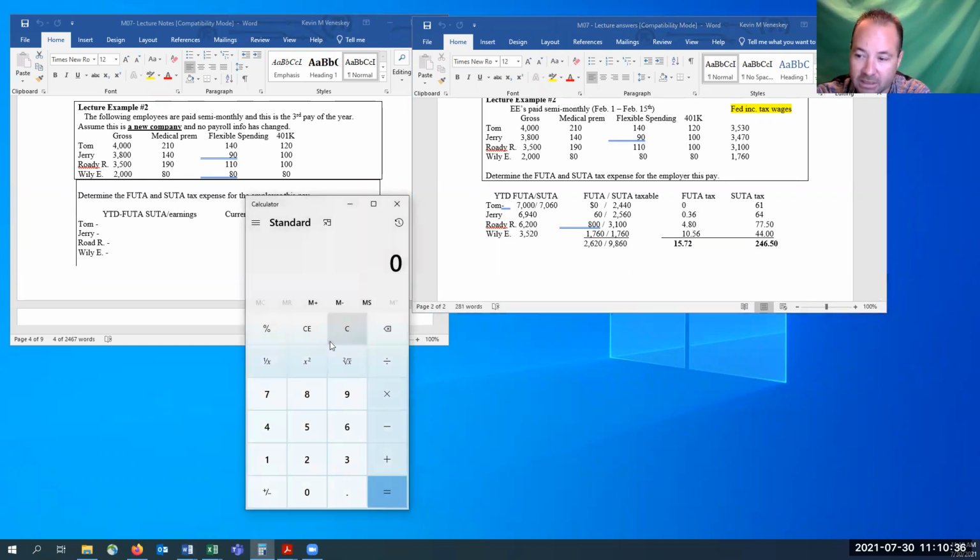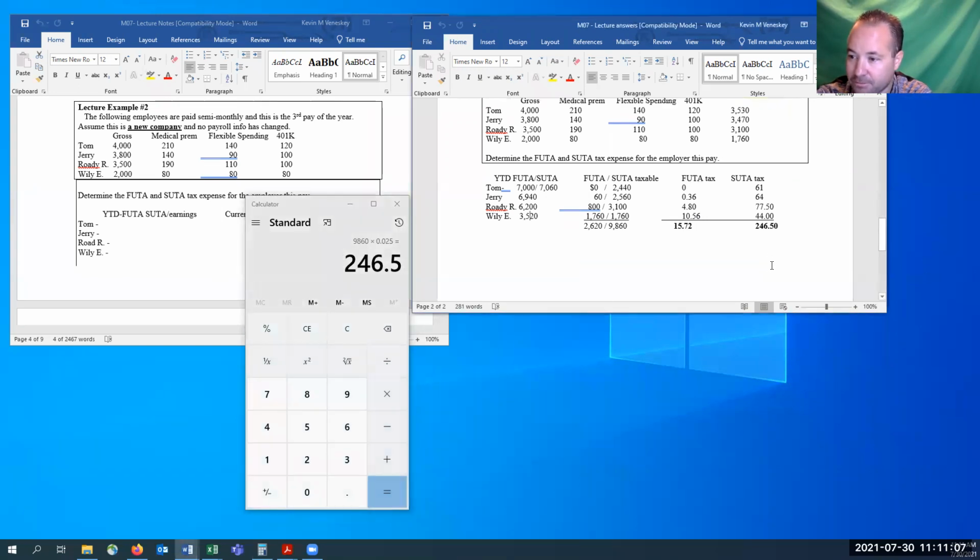Then if you take the 2,620 and multiply that by 0.006, you're going to get what I did over here. I just added up for each employee instead. SUTA, same thing. You take the 9,860 and you multiply that by the new rate for an employer, which is 0.025. And we get the 246.50.